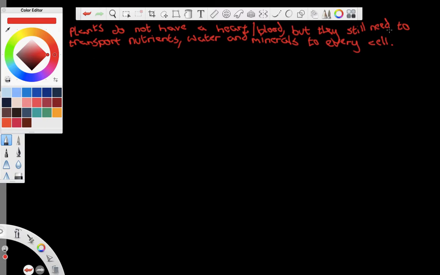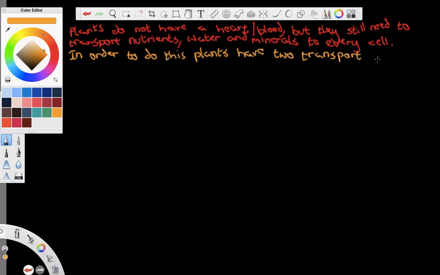Okay? In order to do this, plants have two transport systems. So in order to do this, plants have two transport systems.